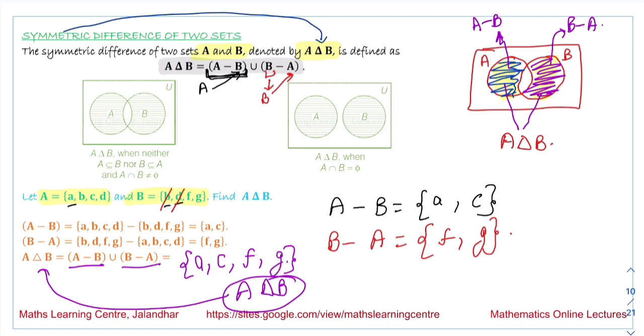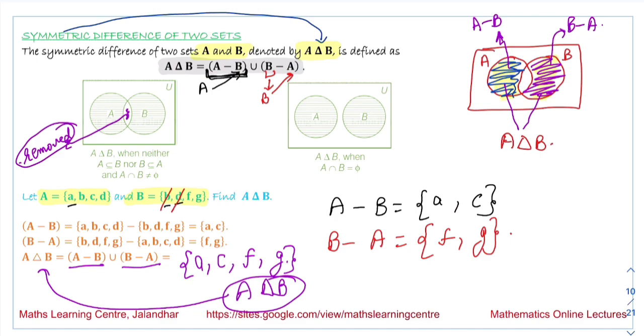We are saying that this intersection part that we have over here is removed from the union of both these sets. The elements that were common to both A and B are removed from the union of these two sets.